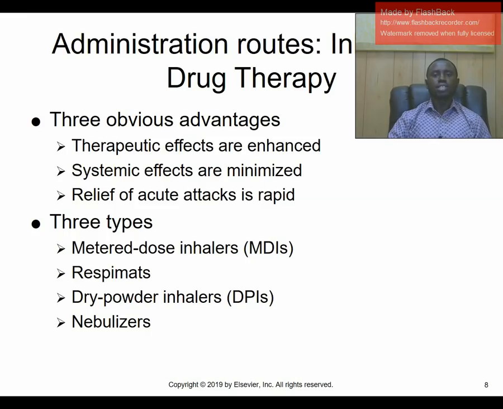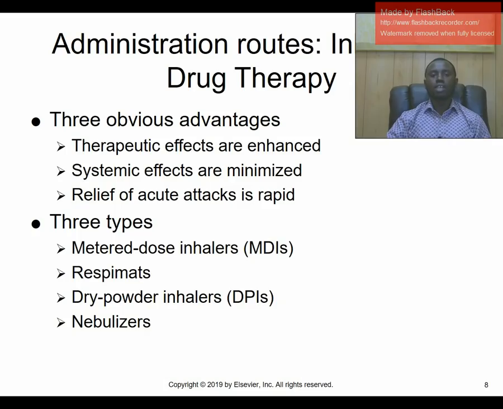So a metered dose inhaler is a small handheld pressurized device that delivers a measured single dose of drugs when it is activated. There is also what we call the respimats, which deliver a fine mist when activated by the client. This is metered dose because it can be precise and it delivers just one single dose.